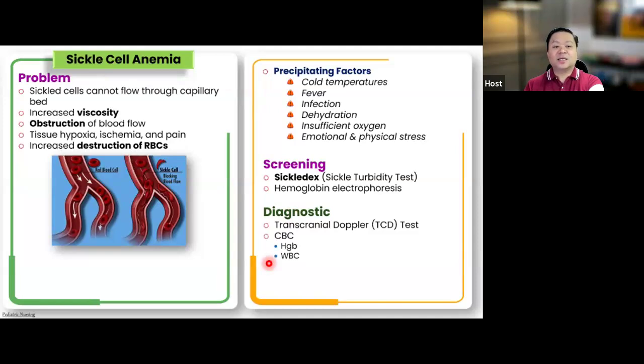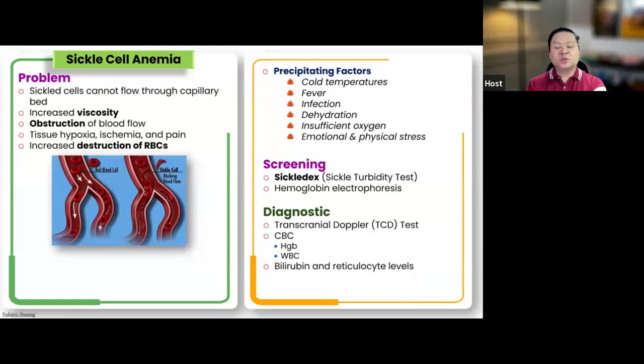Now, the other diagnostic tests that we're going to include here are the CBC, including, of course, the white blood cell count and hemoglobin, wherein there is now a decrease in the hemoglobin count because of the anemia, of course, and the white blood cell count is going to be elevated. Other tests include the bilirubin and reticulocyte level.